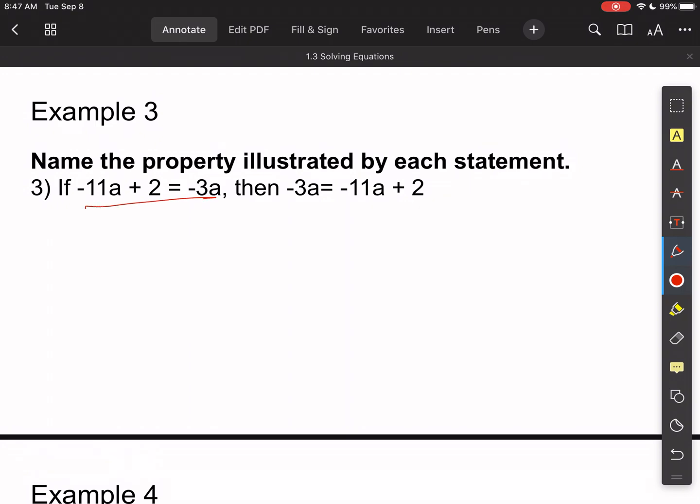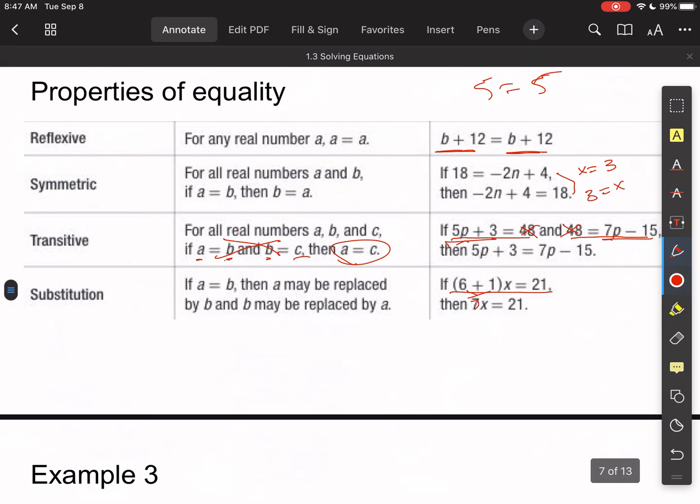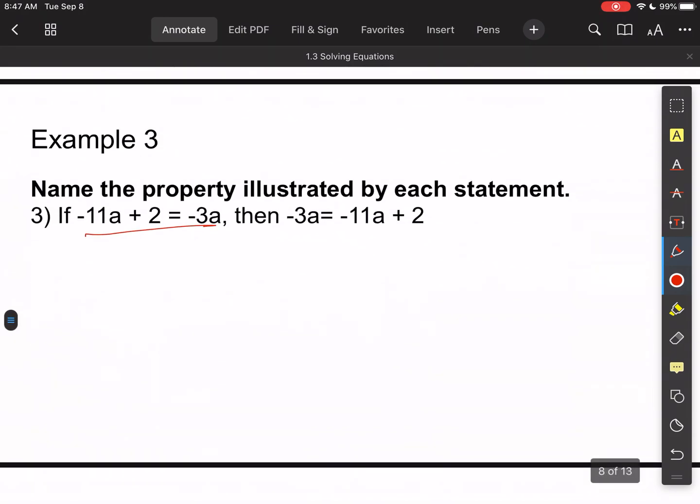So we have negative 11a plus 2 is equal to negative 3a. Negative 3a is equal to negative 11a plus 2. So these are just reversed. So if something is reversed, remember that we are talking about the symmetric property, where if a equals b, then b equals a. So you can think of this as like a, b, and then notice over here it's b, a, right? This part is a, this part is b.